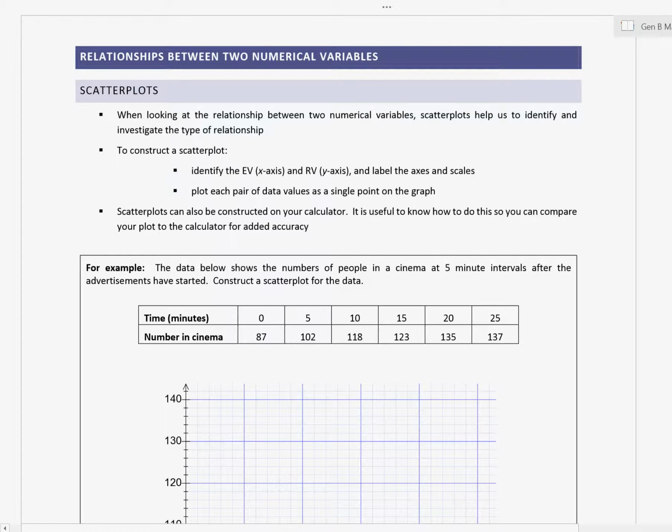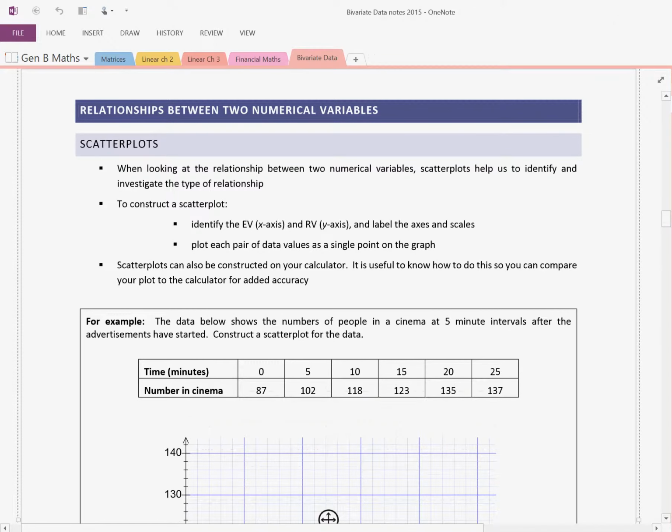All right, so we're looking at scatter plots, and I'm also going to look at variables and the relationship between variables, independent variables and dependent variables. But in further maths, and the reason why we're doing this is for next year, rather than independent variables and dependent variables, we're actually looking at this EV and RV. Okay, now what does that mean?